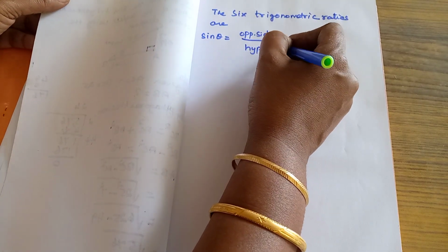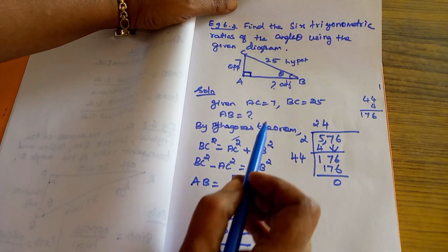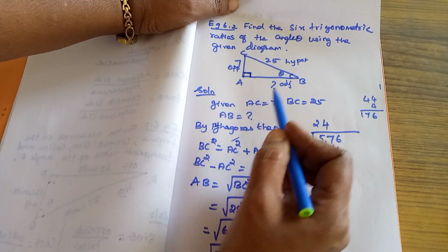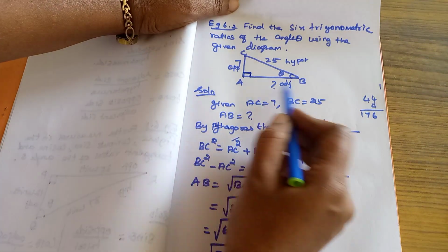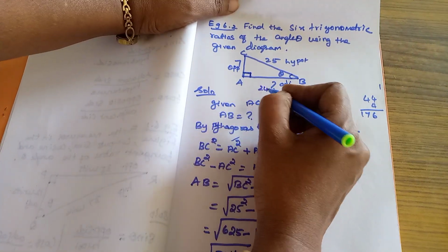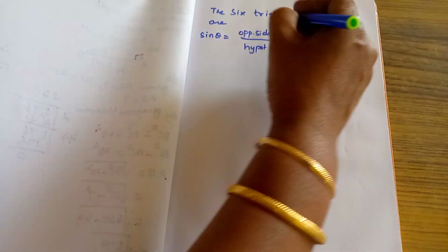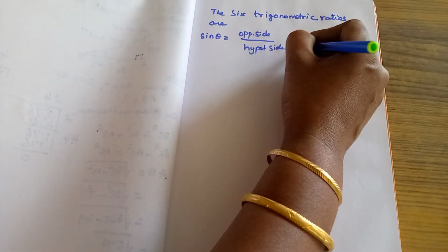Hypotenuse side. What is the opposite side here? 7. What is the hypotenuse? 25. What is the adjacent side? We have AB value 24, right here. So sin theta is opposite by hypotenuse, so 7 by 25.